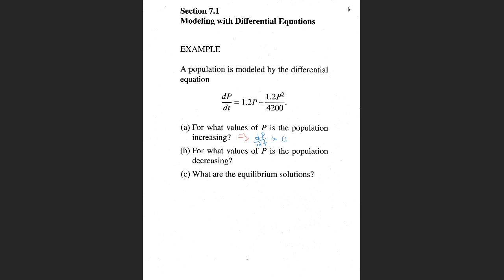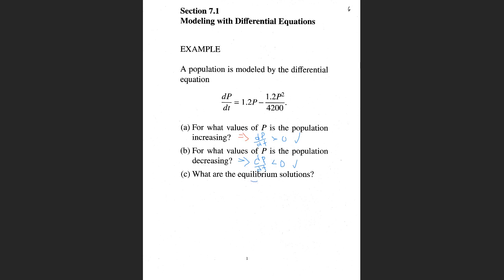What about part B? For what values of p is the population decreasing? What's that imply about the derivative when the population's decreasing? That's right, dp dt is negative, less than 0. Are there any questions so far? All right, and we haven't found the population values that make these derivatives greater than 0 and less than 0, but we will.